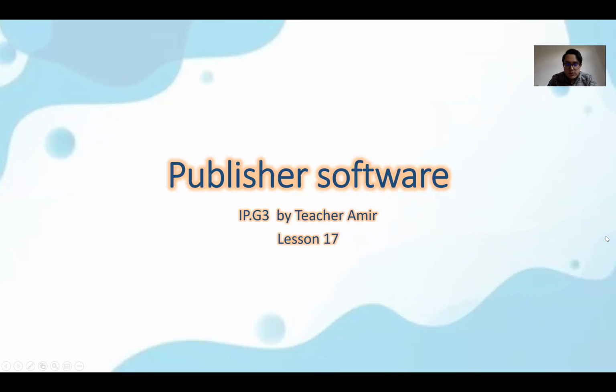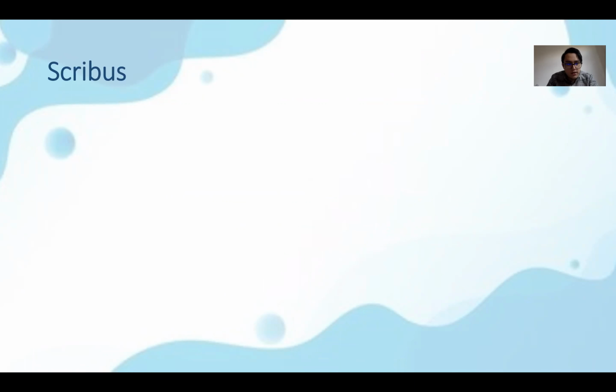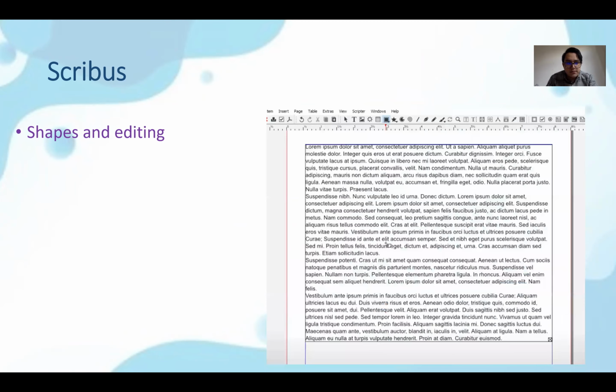Today, we continue our topic about publisher software. This is lesson number 17. Let's get started. We continue talking about Scribus, which we have learned a lot about so far. We want to learn a bit more about it and create new content today as well. So today we are learning how to add and edit shapes.